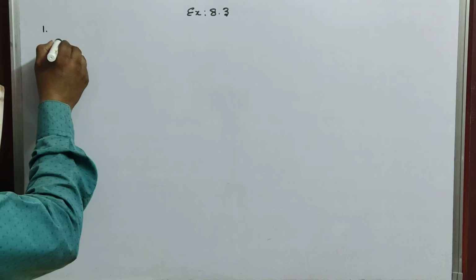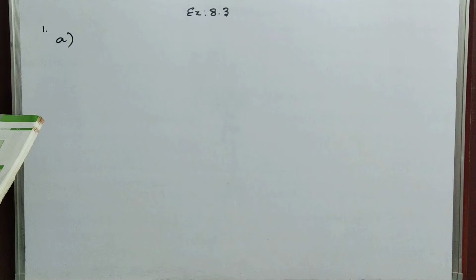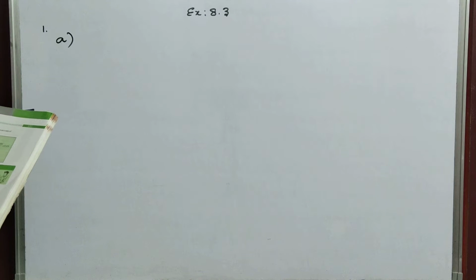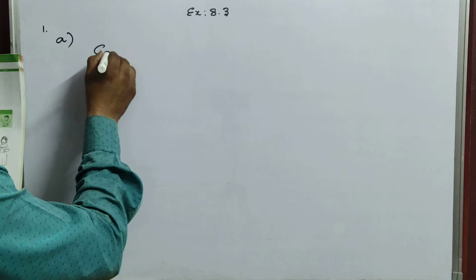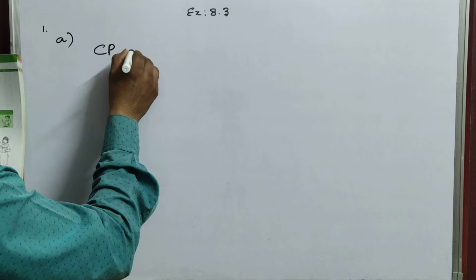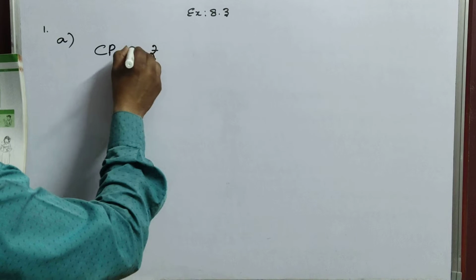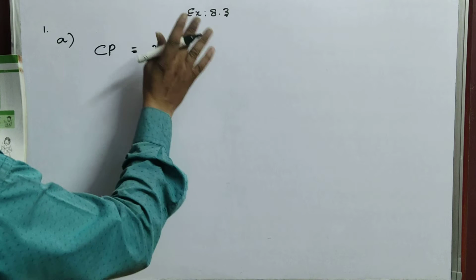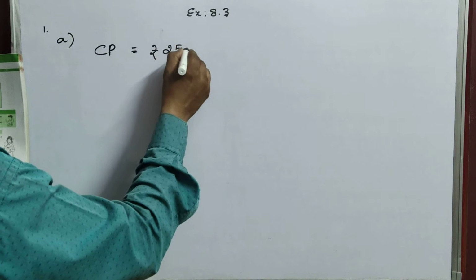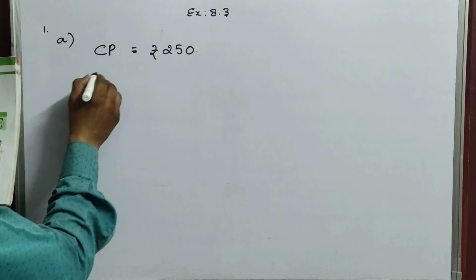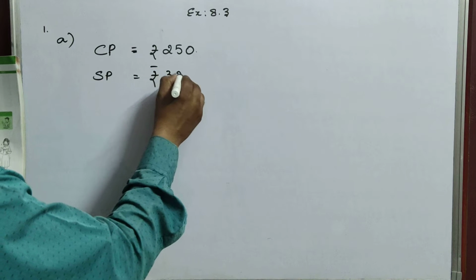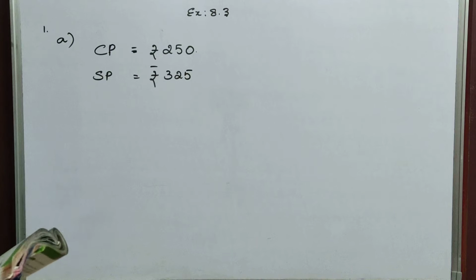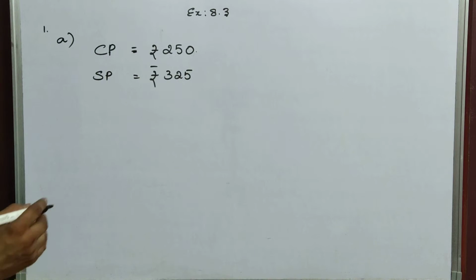Okay, see here the first question, Roman one, part A. Gardening shears bought for 250 and sold for 325. Bought means he purchased. That means cost price, that is CP. So CP equals 250 rupees. And it's sold. Sold means SP. So SP equals 325 rupees. So CP is 250, selling price is 325.